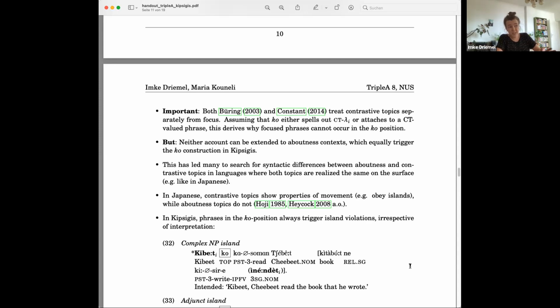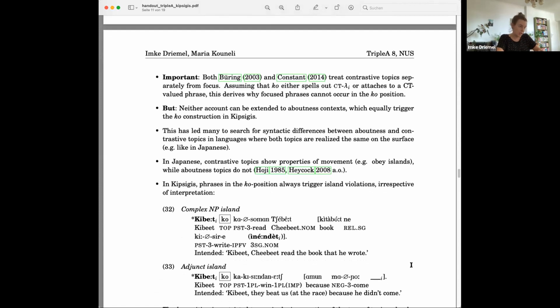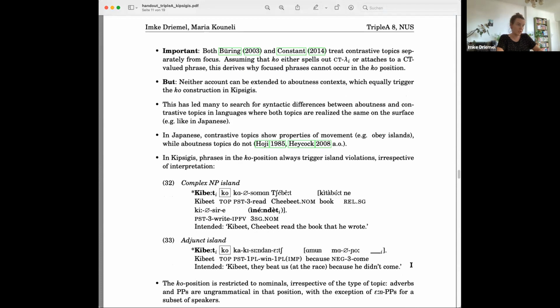So this has led many in the field to search for syntactic differences between aboutness and contrastive topics in languages where both topics are realized in a similar fashion on the surface. For example, like in Japanese. And then in Japanese, what is actually claimed in the literature is that contrastive topics show properties of movement. For example, they would obey islands, while aboutness topics do not.